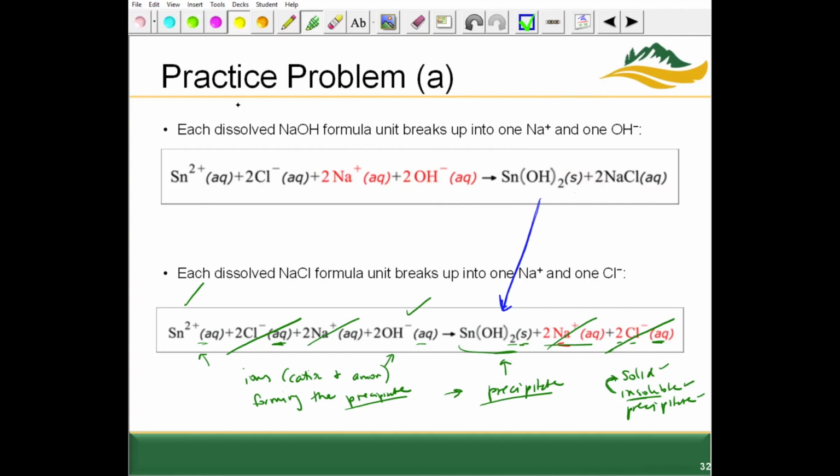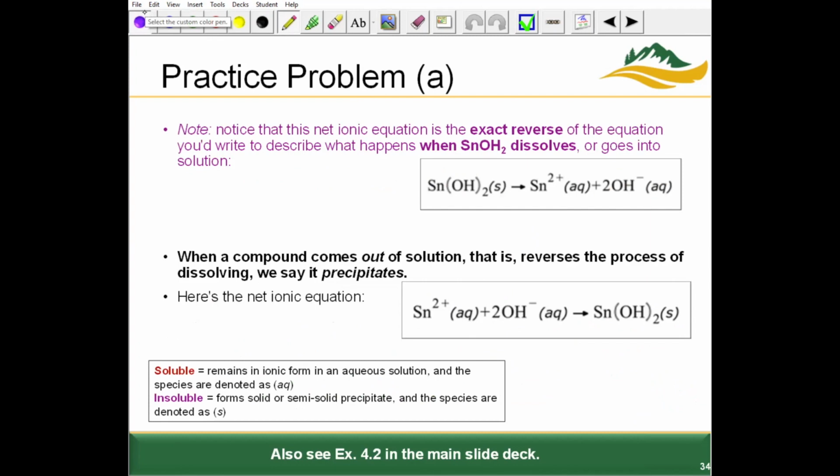It ends up not mattering technically that we had Na+ and Cl- ions in solution because those were not involved at all in forming what we're interested in. We're interested in seeing what forms the solid precipitate, which in this case is tin(II) plus and OH minus. So this is our net ionic equation.